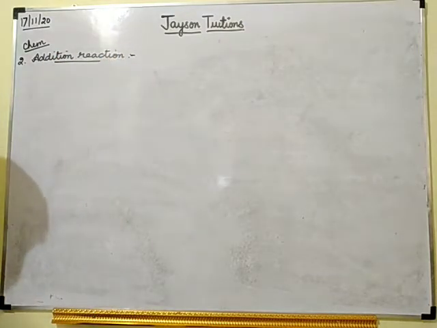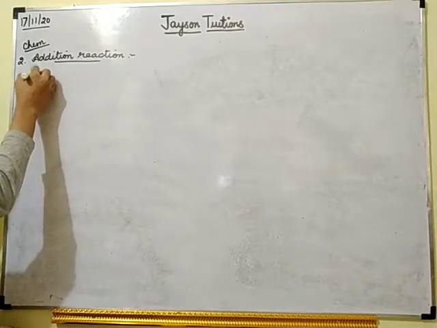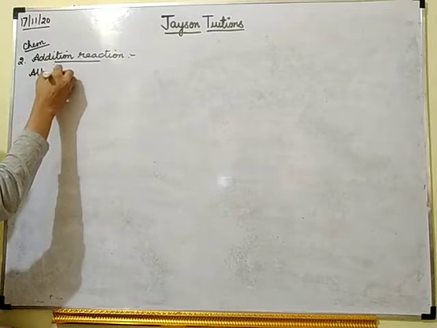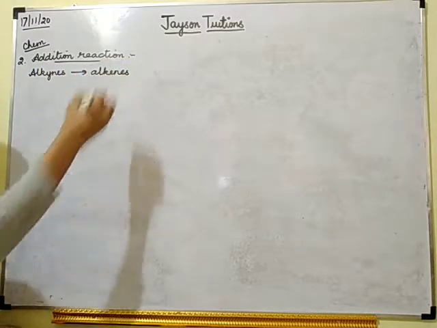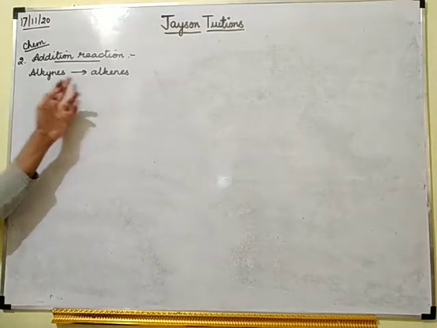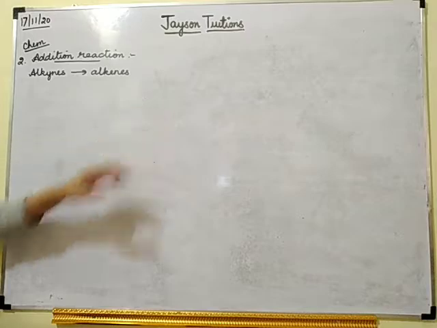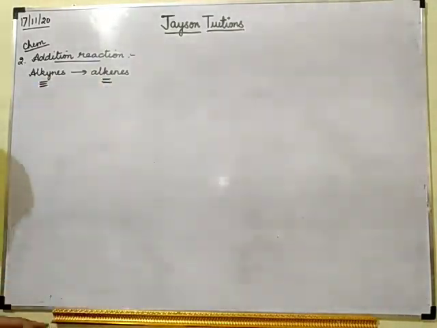Addition reaction, again you have already studied this in your 10th standard. Okay, so alkynes, when they undergo addition reaction, they will form alkenes. Alkynes undergo addition reaction to form alkenes. So that means the triple bond will change into double bond.